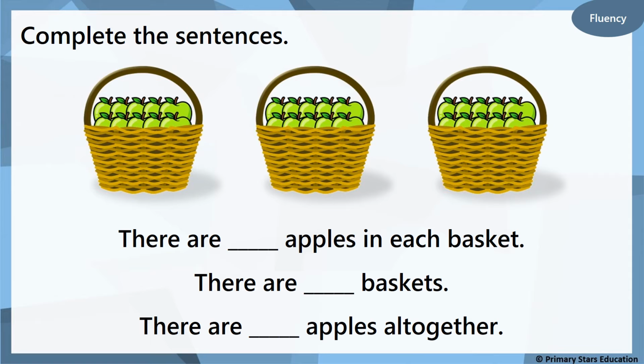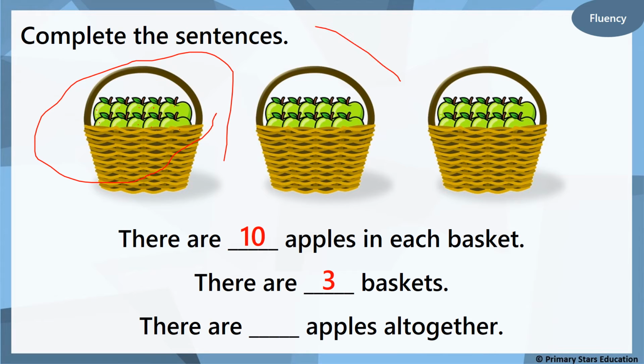Oh, look at my lovely apples in my baskets. There are 1, 2, 3, 4, 5, 6, 7, 8, 9, 10 apples in each basket. How many baskets are there? Well done, there are 3. So how many apples do we have altogether? Well done if you knew that straight away.